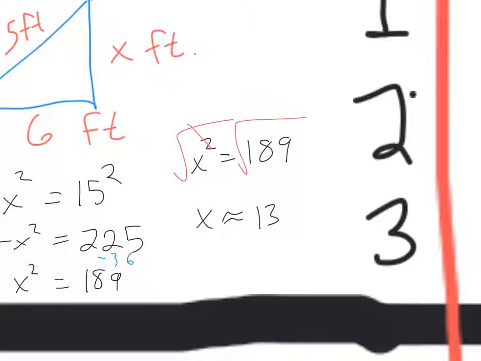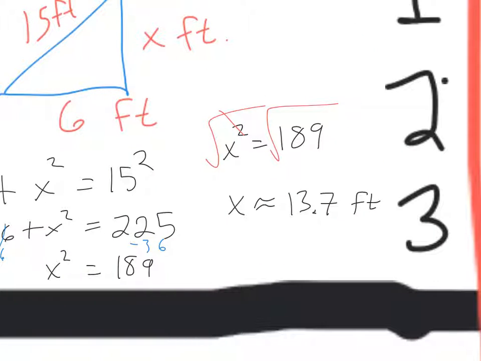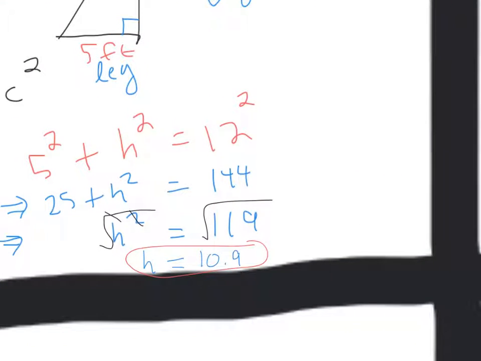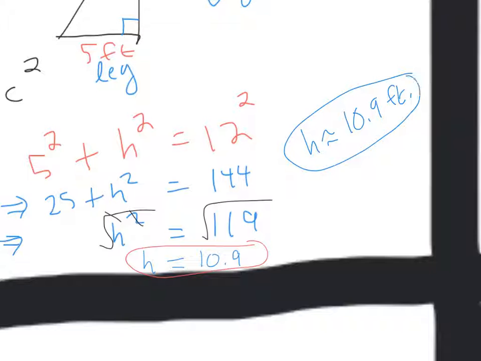So let me write that one more time. 13.7 feet. Okay. I guess I should be a little bit careful with the answer for number 1. So that was number 2. Let me go back to number 1. And I'll rewrite this as h is not equal to, h is approximately 10.9 feet. Okay, sorry, just wanted to be very clear about that.